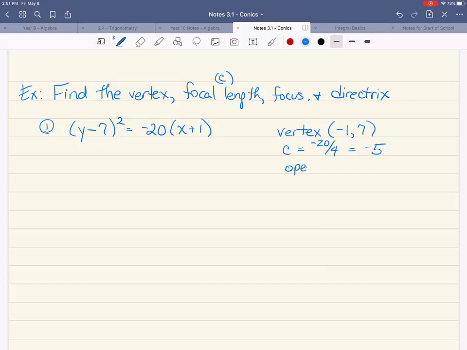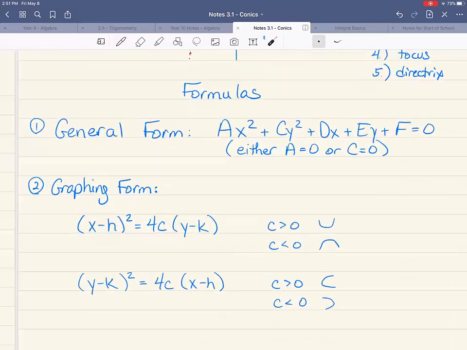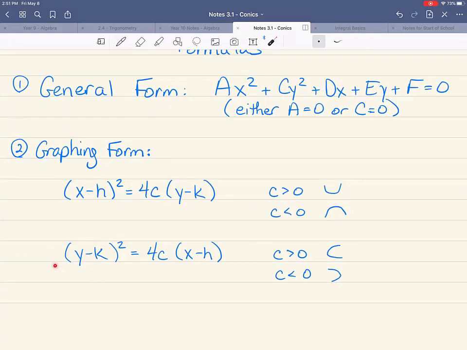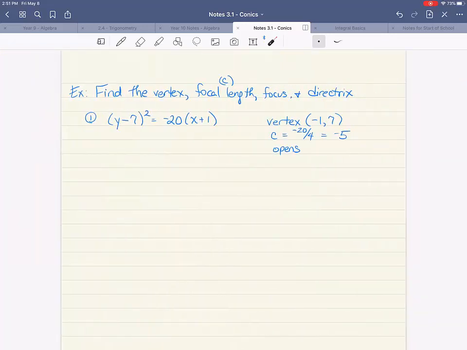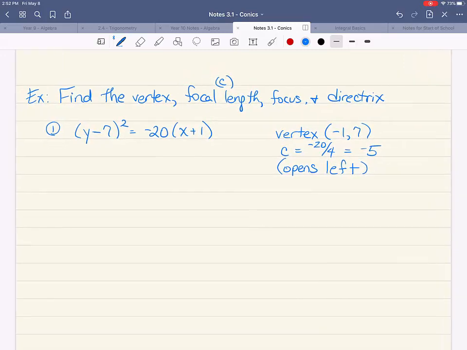The next thing I want you to write down is the direction of opening. So the two things that determine the direction of opening are which variable is squared and what sign c is. So y is squared, c is negative. So I'm going to go back to the previous page. Look at these two. Y is squared, c is negative, so it's opening to the left. So I'm going to write that down. It opens to the left. Now that is basically extra information that's going to help us find the focus and the directrix.